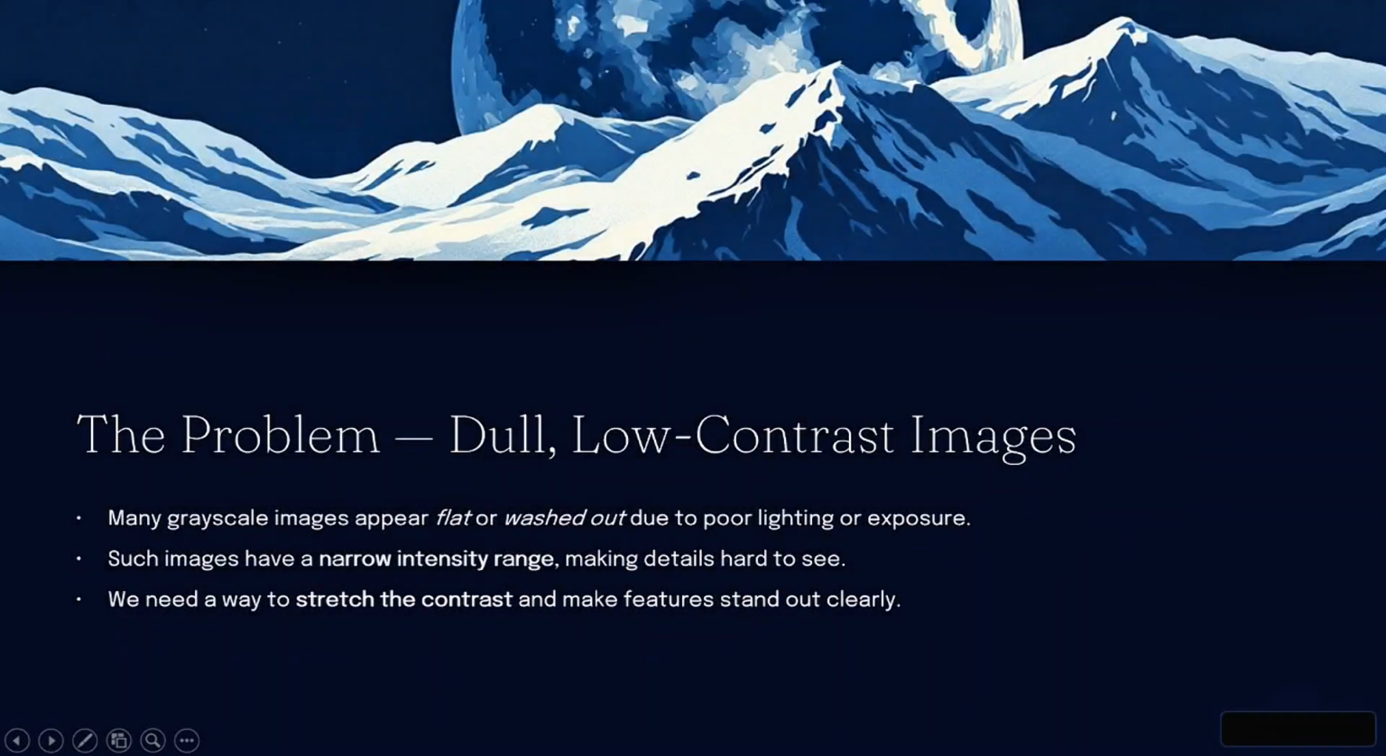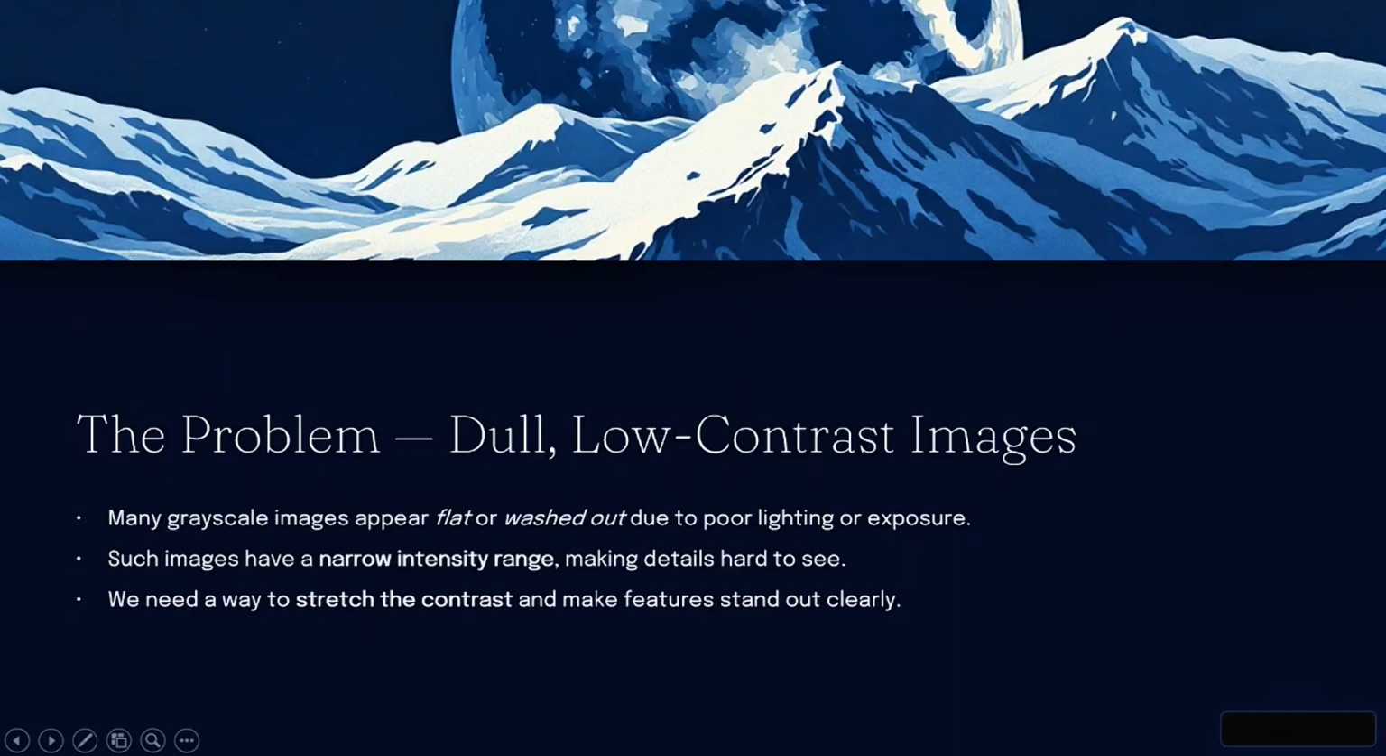Low contrast images are very common when photos are captured in poor lighting or with low quality sensors. In such images, the intensity range of the pixels is squeezed into a small band rather than spread across the full scale of 0 to 255. This narrow range makes the picture appear flat, grey, and lacking depth. The details that should stand out are hidden in shadows or faded in highlights.